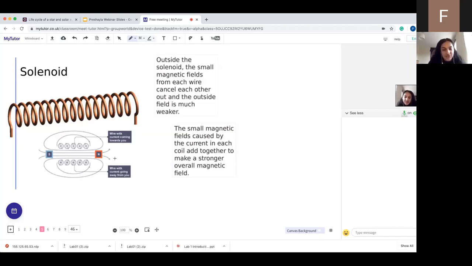So inside the solenoid then, the magnetic fields of each little coil add up together and cause a much stronger magnetic field inside. So inside they add up, outside they cancel out. So inside much stronger than outside. And a solenoid creates this magnetic field because it takes so many little different magnetic fields and adds them up. Okay, so solenoids are used in electromagnets.